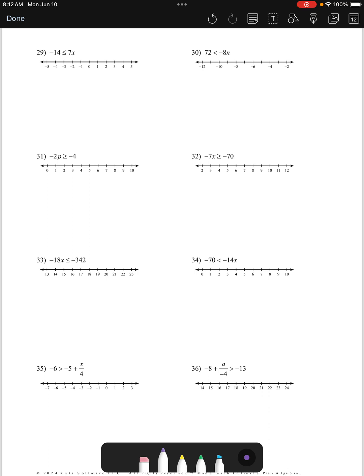Today will be our second day working with multiplication and division problems, but there's going to be a bit of weirdness today. Number 29 looks normal enough.